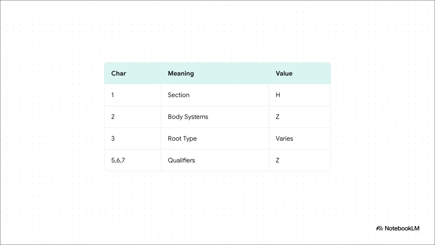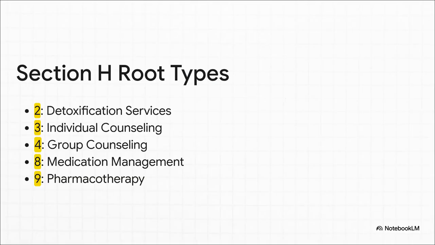When it comes to capturing the actual procedures for these intensive stays, we jump over to the ICD-10-PCS Substance Abuse Treatment section. It's actually a very uniform, predictable structure. It always starts with the letter H for the section. The second character, body systems, is universally Z for none. And characters 5, 6, and 7 are also just Z placeholders. Character 3 is where the magic happens. That's the root type.